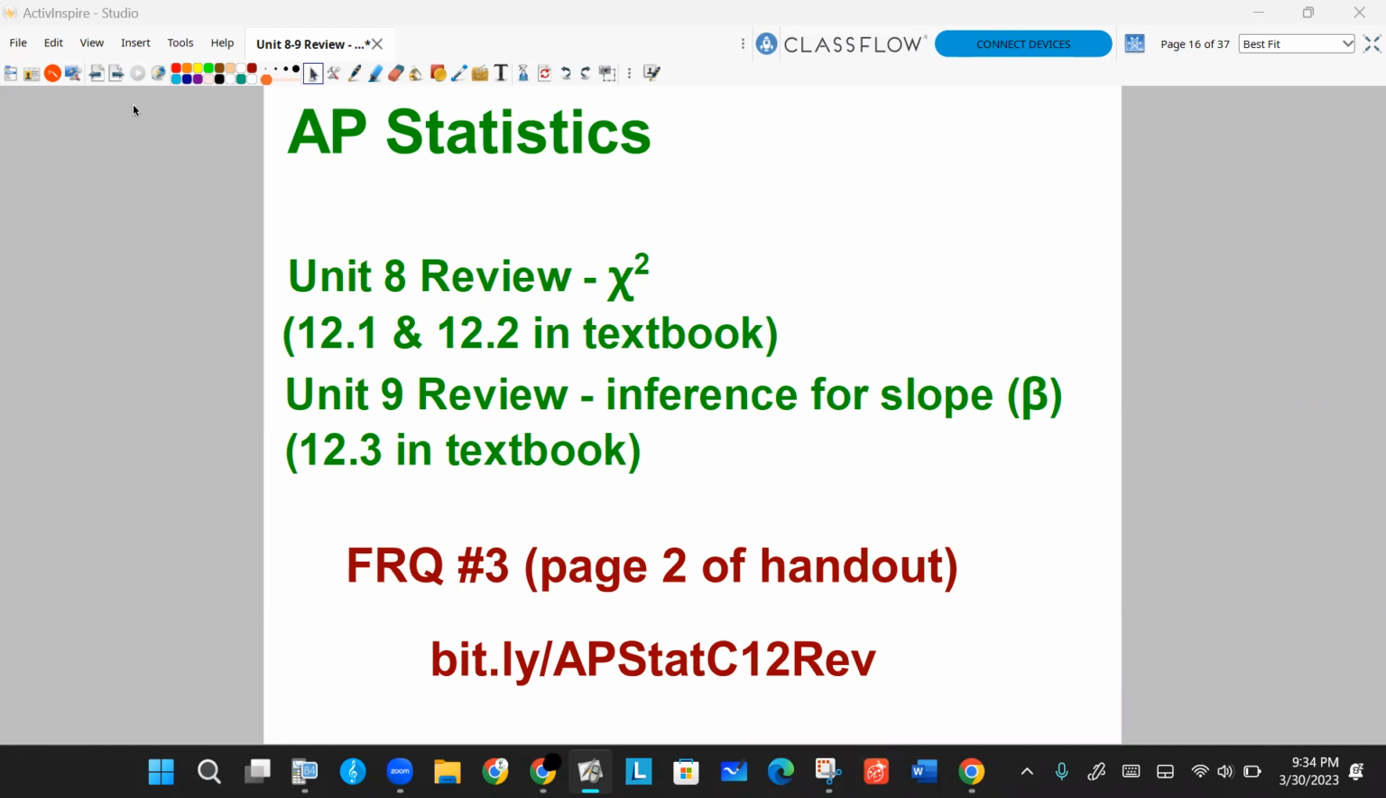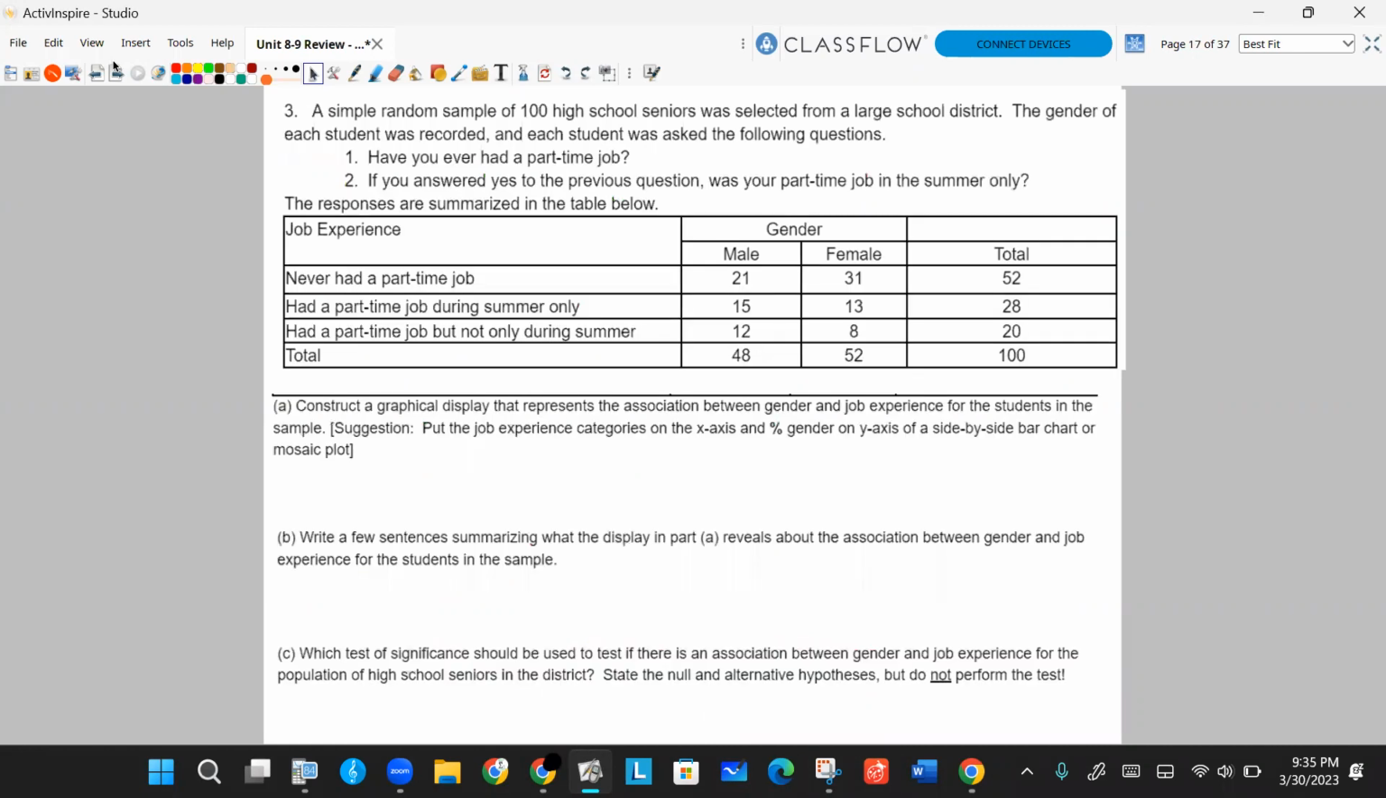Let's go. The question: a simple random sample of 100 high school seniors was selected from a large school district. The gender of each student was recorded and each student was asked the following questions. 1, have you ever had a part-time job? 2, if you answered yes to the previous question, was your part-time job in the summer only? And here's the breakdown. It's by male and female, and it gives you the 3 categories: never had a part-time job, had a part-time job during summer only, and had a part-time job, but not only during summer. We got 3 parts.